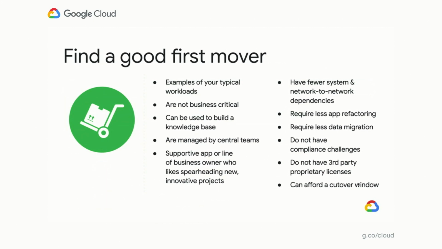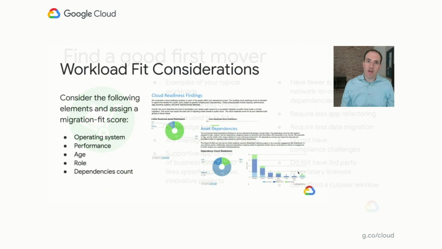You can see various other considerations, and a lot can be discussed on this topic. But if I had to summarize it in one sentence, a good first mover will have a high business value but low effort to implement. And when we talk about low effort to implement, automated tools are here to help you with that. They can assign a migration fit score automatically, taking into consideration various factors like operating system, performance, age, role, dependencies count, etc.